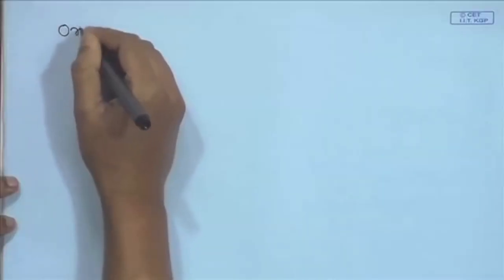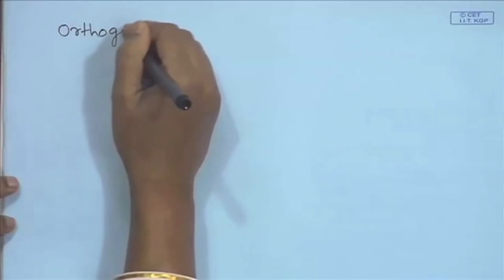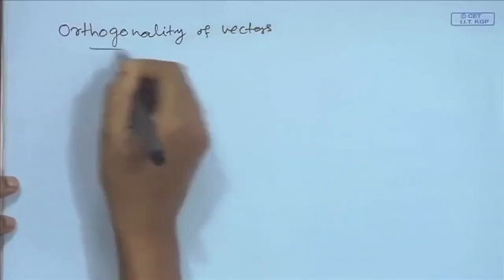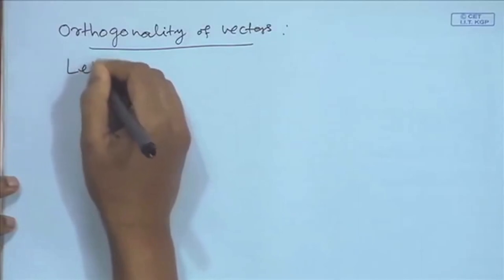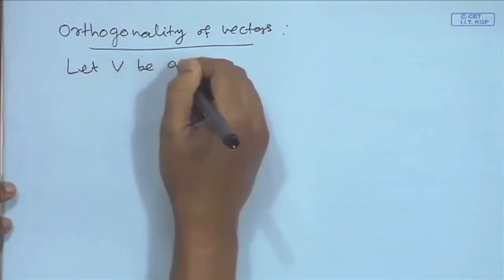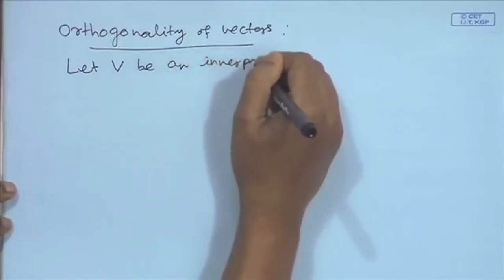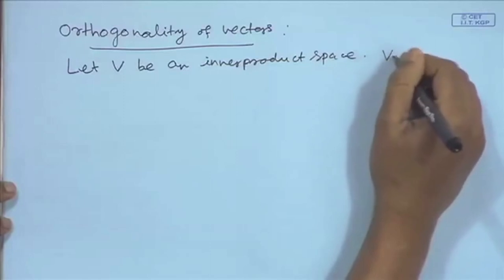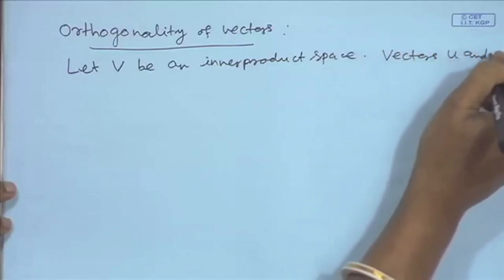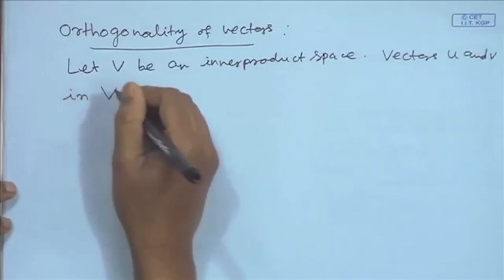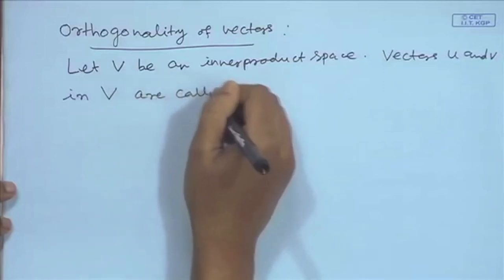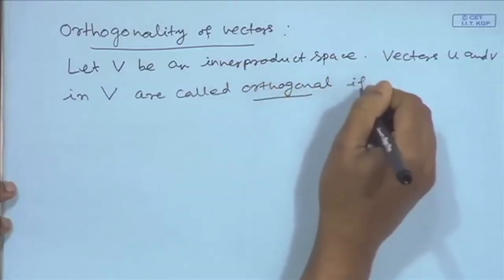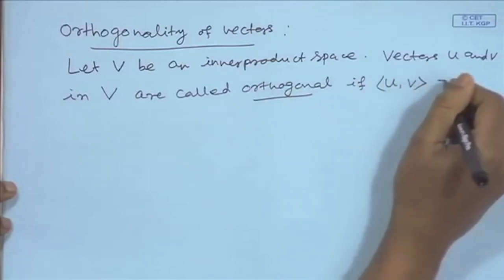So, here we shall define the orthogonality of vectors. Let V be an inner product space. Then vectors u and v in this inner product space are called orthogonal if the inner product of u and v is equal to 0.